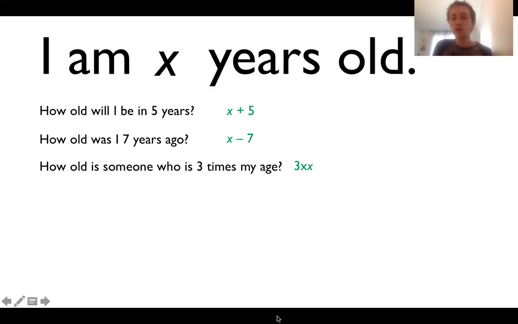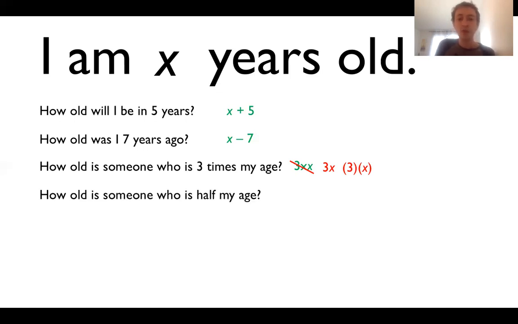And I already told you that this looks a little bit weird, 3x, x with a little times symbol. So we're not going to even use this little times symbol anymore. We're just going to say 3x. Or we could say it like this in brackets. This also means 3 times x.